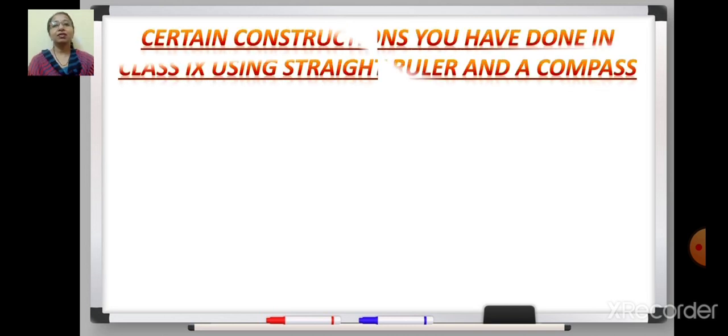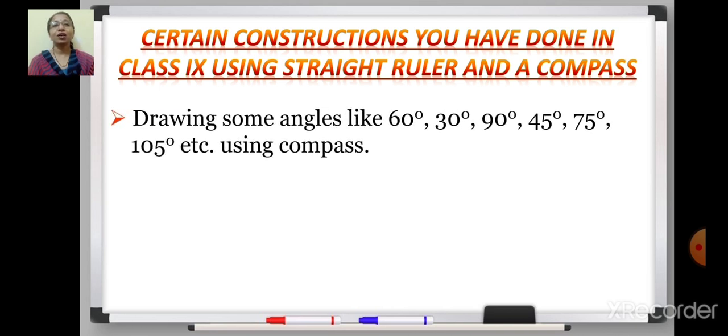we will see which things you have already learned in previous classes. Certain constructions you have done in class 9th using a straight ruler and a compass. So let us see what those are. Last year we saw how to draw some angles like 60 degree, 30 degree, 90 degree, 45 degree, 75 degree, 105 degree, etc. using a compass, that means without using a protractor.